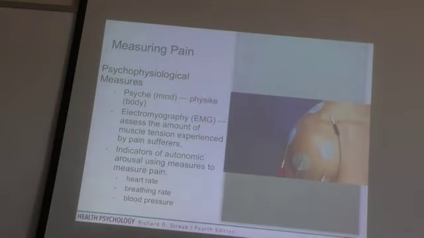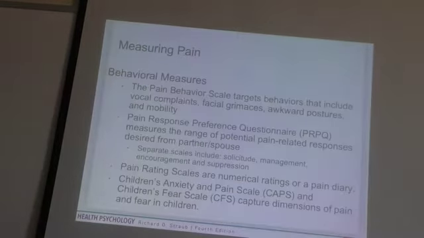One of the interesting things is, we can look at somebody, and usually we can tell how much pain you're in by how much muscle tension you have, whether you're grimacing or not, whether your heart rate is fast, and whether your blood pressure is elevated. This will give us an idea as to how much pain you're in. There are measures that we can use. Pain behavior scale targets behaviors that include vocal complaints, facial grimaces, awkward postures, and mobility.